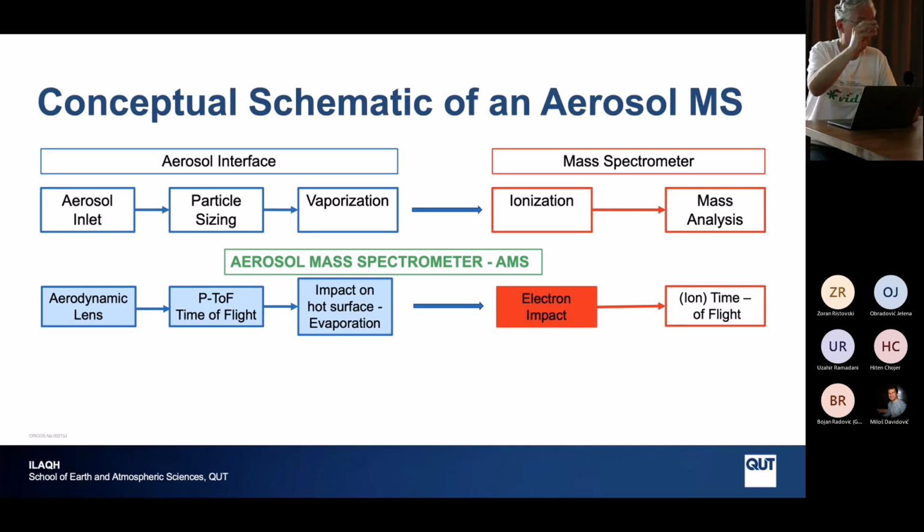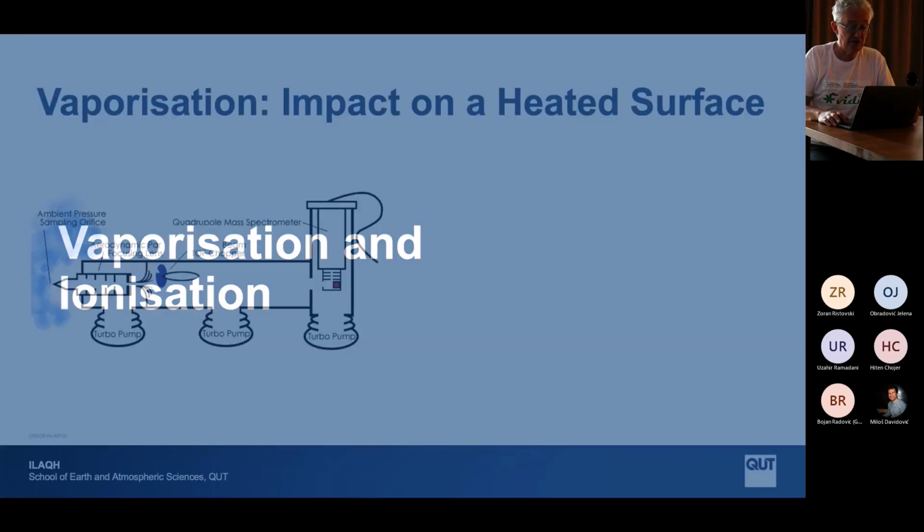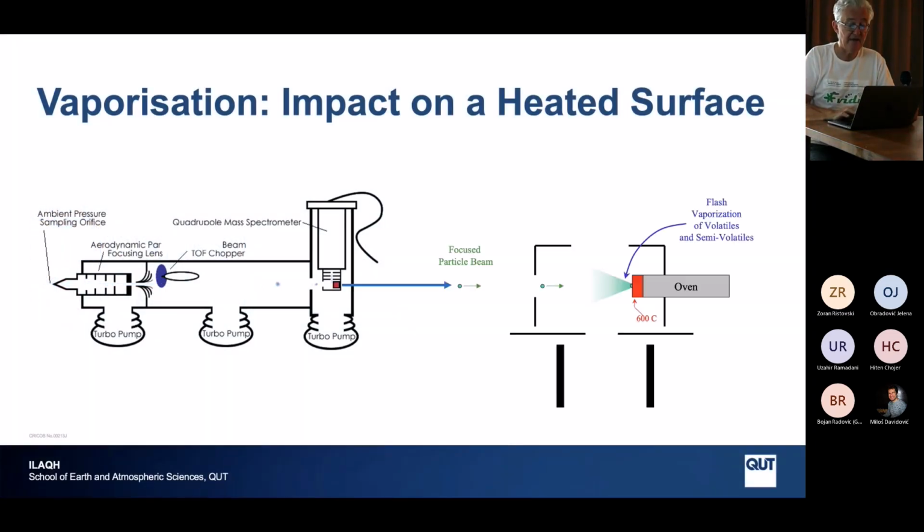Next thing, we have to evaporate the particles. We have to take the particles and bring them into the gas phase. And we do that with the vaporization ionization system. So we're now zooming into this part where the particles hit, where the red dot is. The particles slam into a small heated plate. I think it's a tungsten plate at 600 degrees. As soon as they hit it, they flash evaporate.